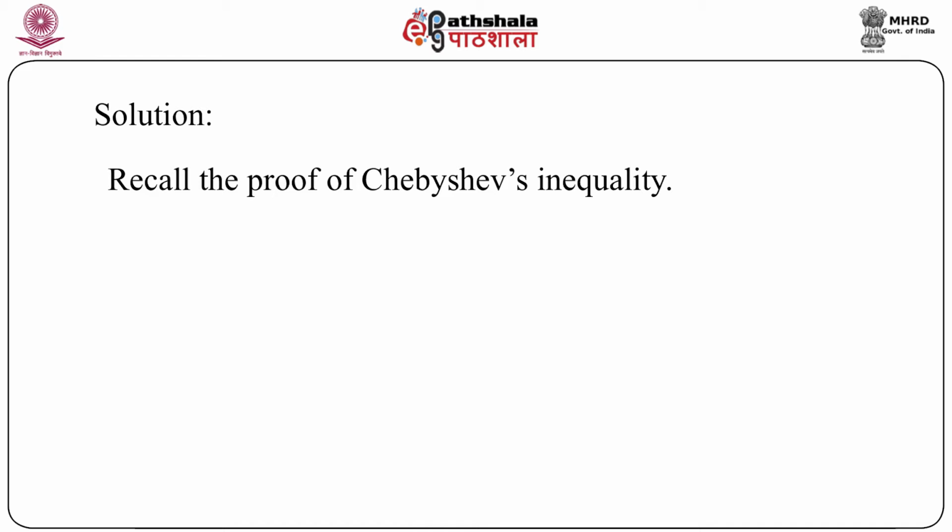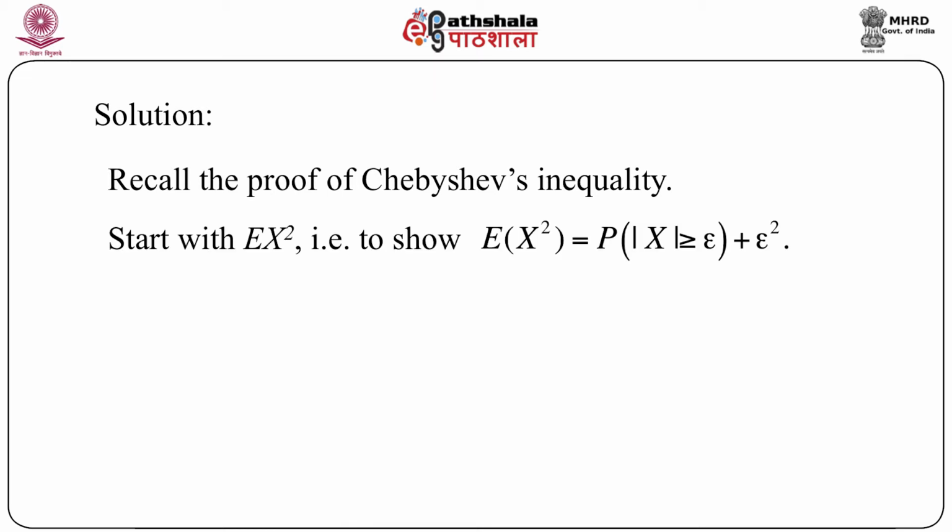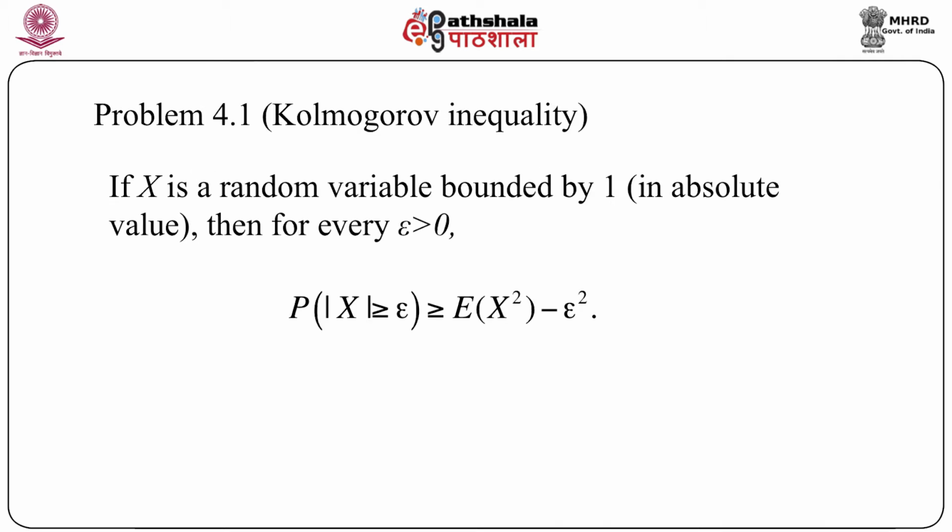And remember how we have proved Chebyshev's inequality. Chebyshev's inequality is very famous, and just recall the technique of the proof of Chebyshev's inequality. There in many cases we have started with expectation of x square. So if we start with expectation of x square, it would be enough if we can show that expectation of x square is less than or equal to probability of modulus of x greater than or equal to epsilon plus epsilon square. So that is what we want to prove.